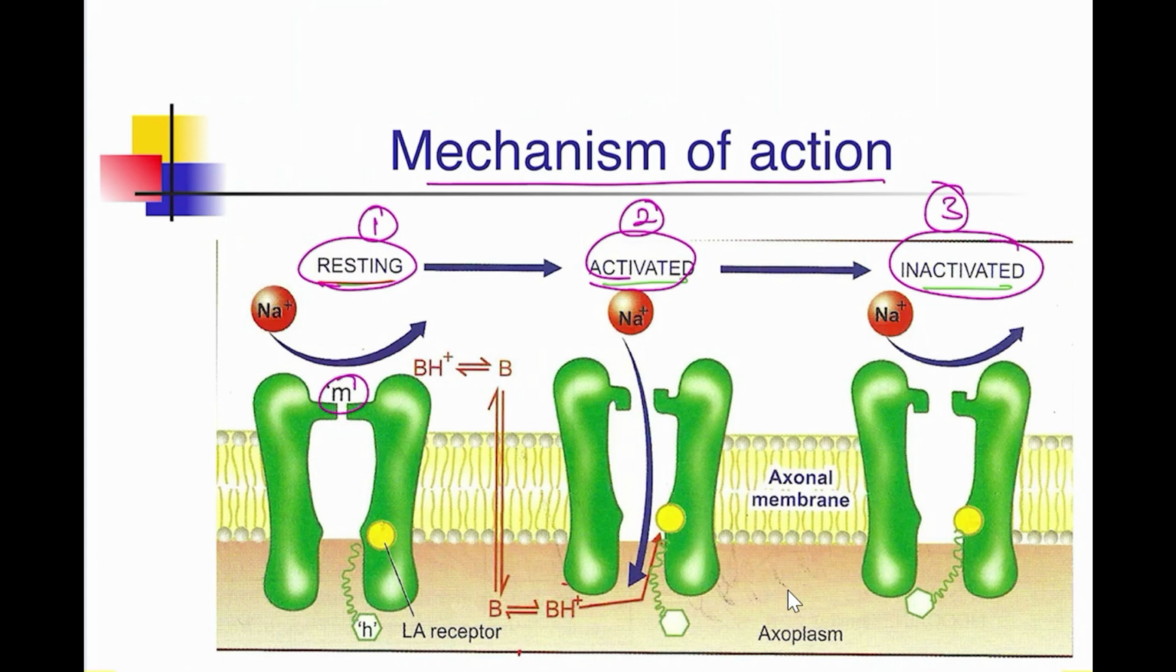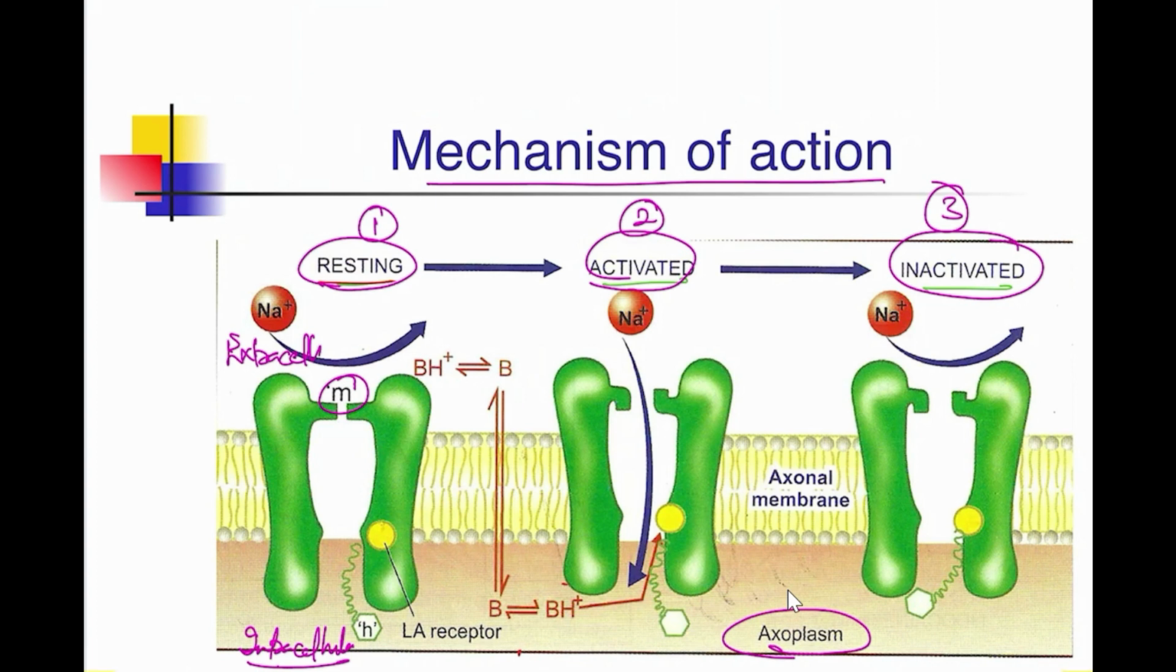This is the M gate towards the outside, the extracellular side, and another one is on the intracellular side. This is the exoplasm, this is outside and this is inside. So this is the M gate, and there is an H gate on the intracellular side.